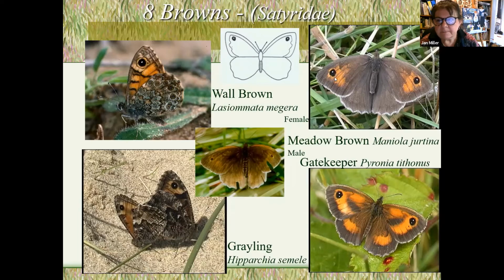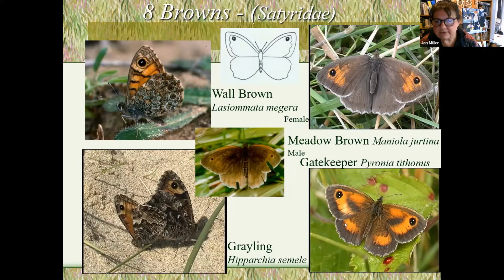And it's got less orange on its wings. The female will have an orange patch at the top. Sometimes in the books, they tell you to count the number of white dots in this black eye to tell the difference between the meadow brown and the gatekeeper. But I find that very tricky to do if they're moving.